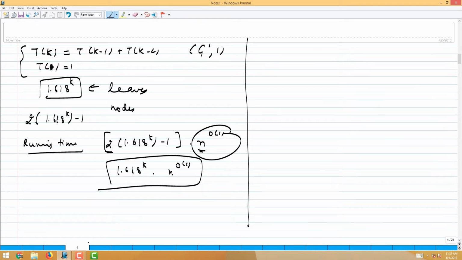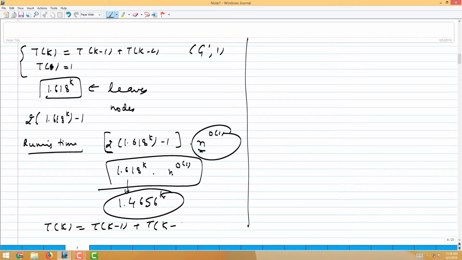I mean, you can do something more. You can improve this running time to 1.4656 to the k. And how you can do that is you can design a reduction rule which gives you this sort of a recurrence.